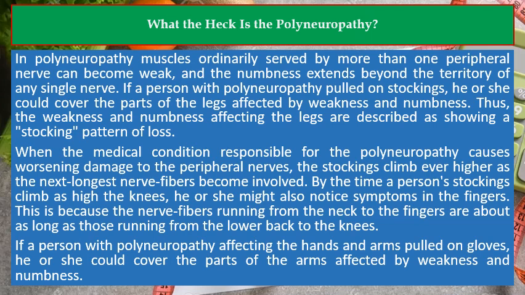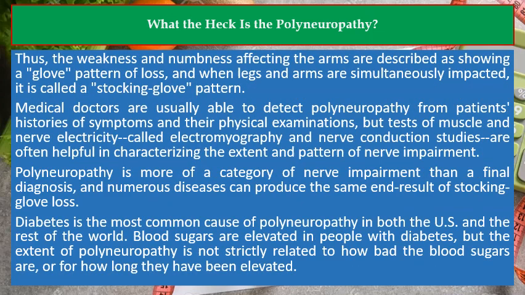If a person with polyneuropathy affecting the hands and arms pulled on gloves, he or she could cover the parts of the arms affected by weakness and numbness. Thus, the weakness and numbness affecting the arms are described as showing a glove pattern of loss, and when legs and arms are simultaneously impacted, it is called a stocking glove pattern.